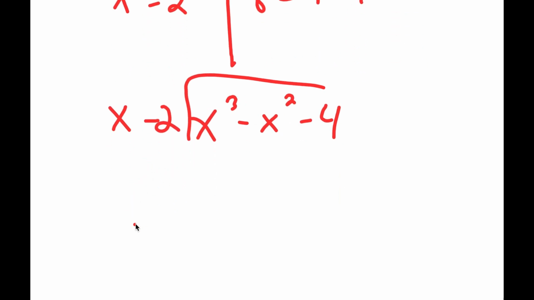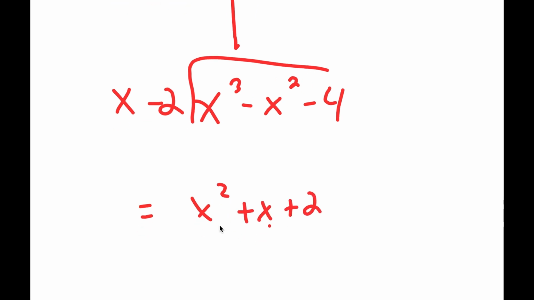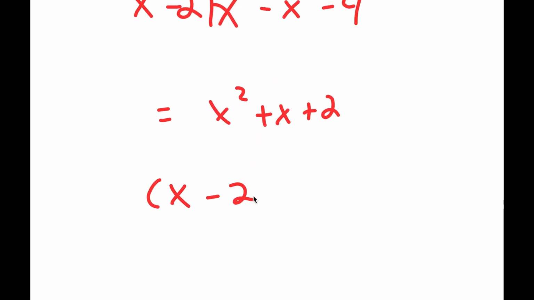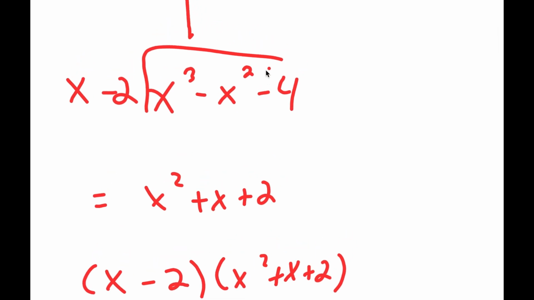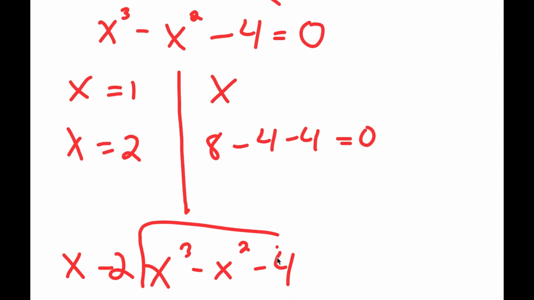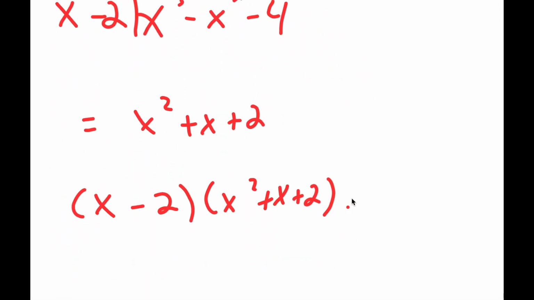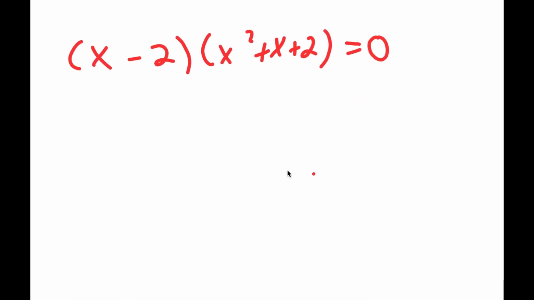And then this results in x squared plus x plus 2. So I get x minus 2 times x squared plus x plus 2 is equal to x to the power of 3 minus x squared minus 4. And remember, that's equal to 0. So I have this is equal to 0.